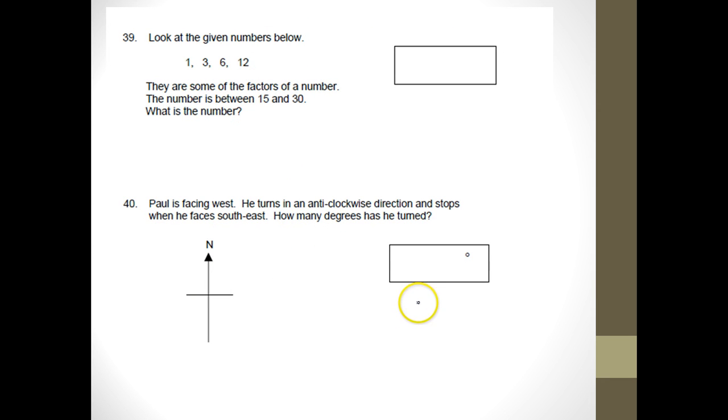Okay, question 39. Look at the given numbers below. They are some of the factors of a number. The number is between 15 and 30, so we know to be factors of 1, 3 and 6, we know it cannot be 16. With 12 as a factor, it cannot be 18. 21 cannot, because 6 is not a factor of 21, right? So let's try 24. So 1 times 24, 2 times 12, 3 times 8, 4 times 6. Are the factors listed? We have 1, we have 3, we have 6, we have 12, right? So these are all the factors of 24.